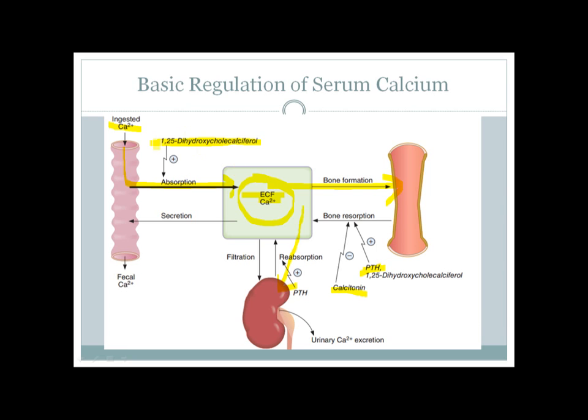1,25 dihydroxycholecalciferol, or active vitamin D, increases absorption, increases resorption, and increases reabsorption. Parathyroid hormone also increases reabsorption, increases resorption, and indirectly increases absorption of calcium. Indirectly, because it doesn't have any direct effect on the enterocytes. Rather, it stimulates the production of 1,25 dihydroxycholecalciferol, and that's how it increases absorption of calcium and ultimately leads to an increase in calcium level in the blood.